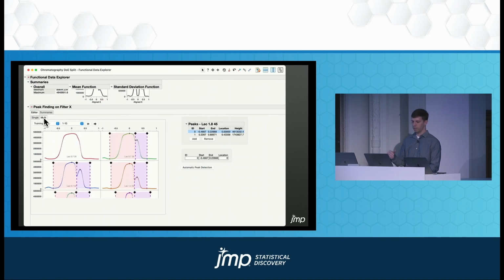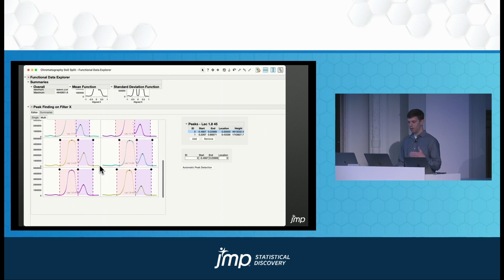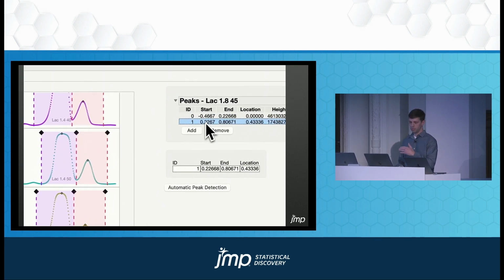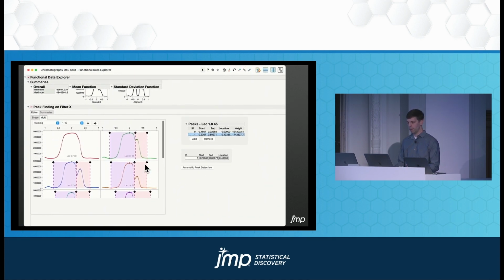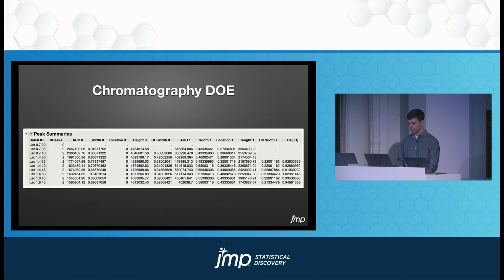Once we're done removing them, we can go to a multi-view where we'll see all of our functions together. And now here we can see that this peak ID 0, they're all matching. We can go to the table, select the row for peak ID 1, and now verify that those are all lined up where we want them, so we know that we're ready to proceed with our analysis.